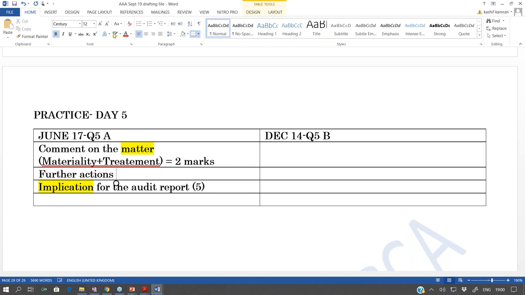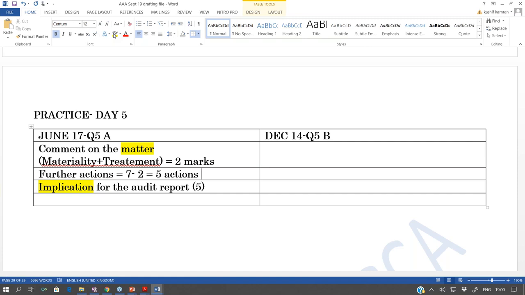I should be writing how many actions? 7 minus 2. I should be writing 5 actions. Is everyone clear? 7 marks were there, right? There were 7 marks. After the 7 marks, I need to comment on the matter, materiality and treatment.